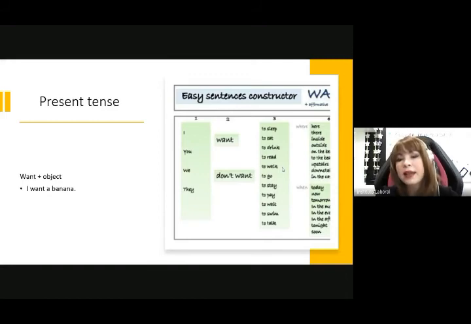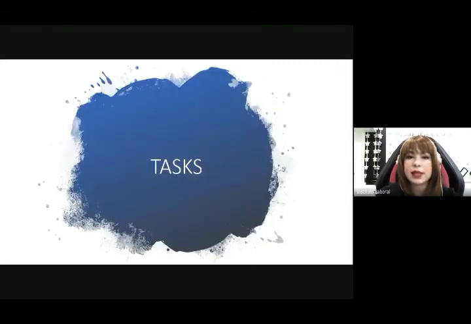Or when to indicate time. I don't want to stay here today. I don't want to pay now. I don't want to wait until tomorrow. I want to swim tonight. I want to talk soon. So these are the different combinations for the word want, the verb want in simple present tense.